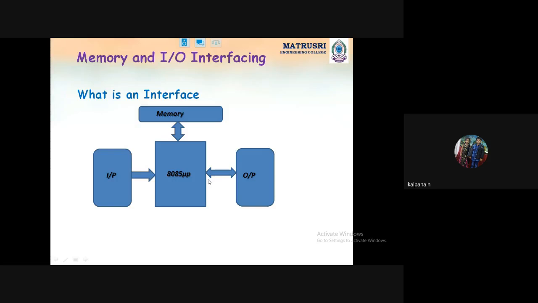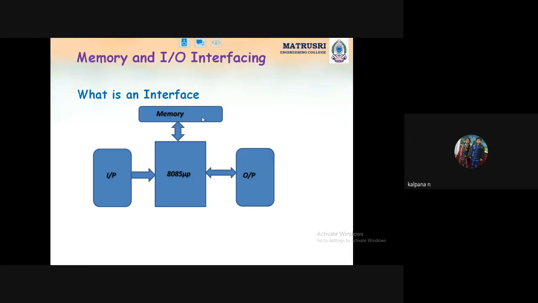Now understand, interfacing means the process of connecting external devices. Here the 8085 microprocessor is our processor. In order to utilize this 8085 efficiently, we are connecting input, output, and memory. We cannot connect them normally with wires. We need to design one circuit, and based on that circuit, we need to write some program. Are you following?